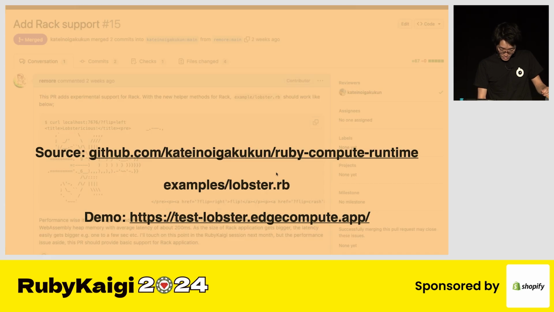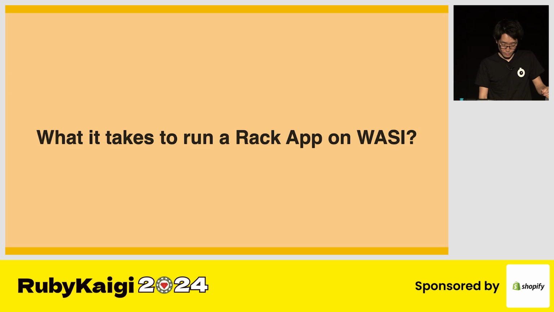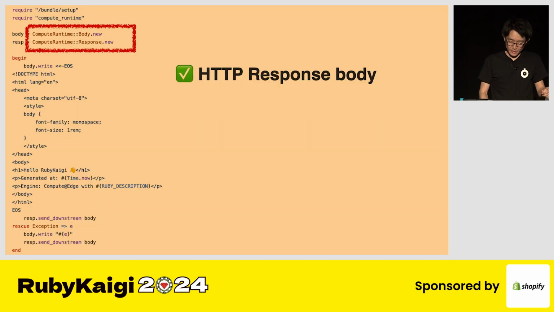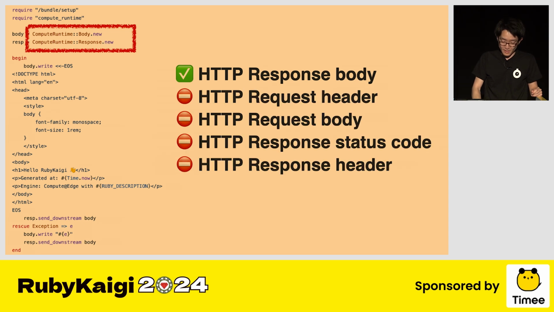I want to talk about how I made it happen. There was something I needed to do in addition to what Yuta Saito did two years ago. Reviewing this code at the top, there are two classes initialized, but there are other things that I needed to add, like request header manipulation, request body handling, and response status code editing, those kinds of things.